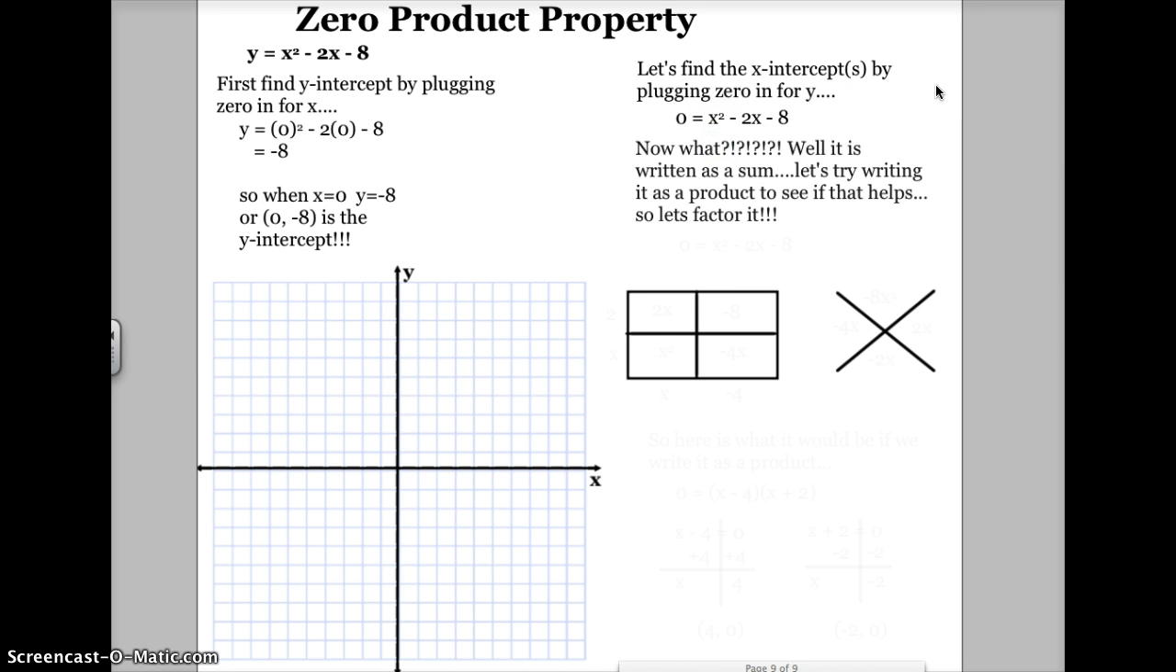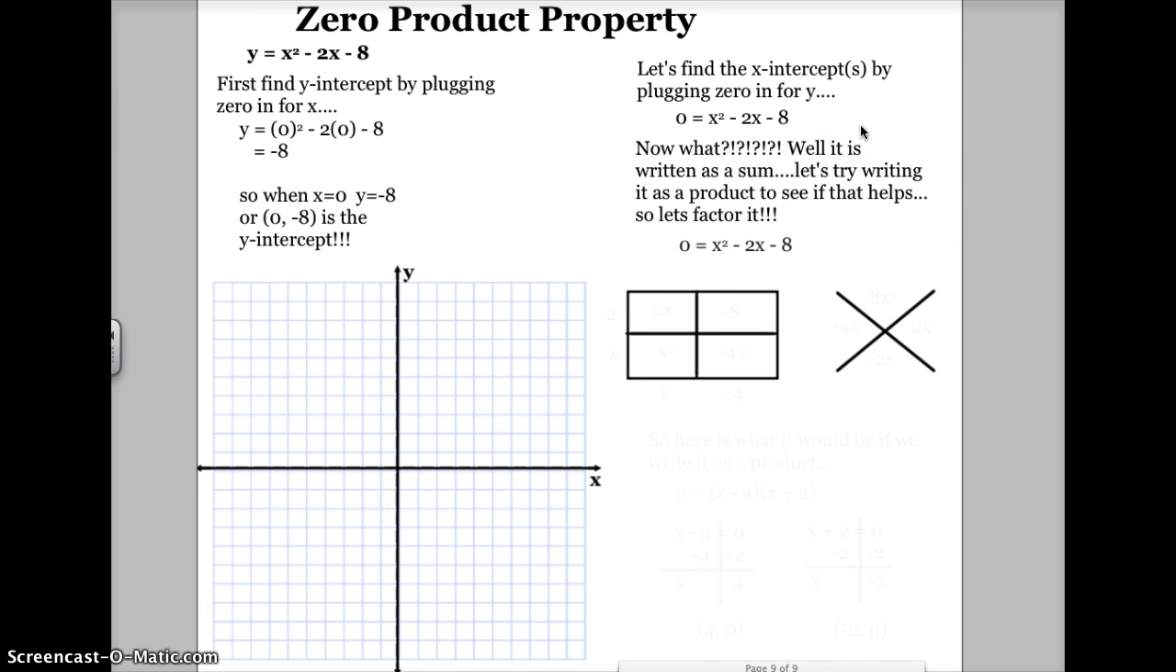So I've written that down, now what? Well, it's written as a sum. And what I mean by that is a parabola, x squared minus 2x minus 8, is written as a sum. I'm going to change that to write it as a product and see if that helps us solve for when y is equal to 0.